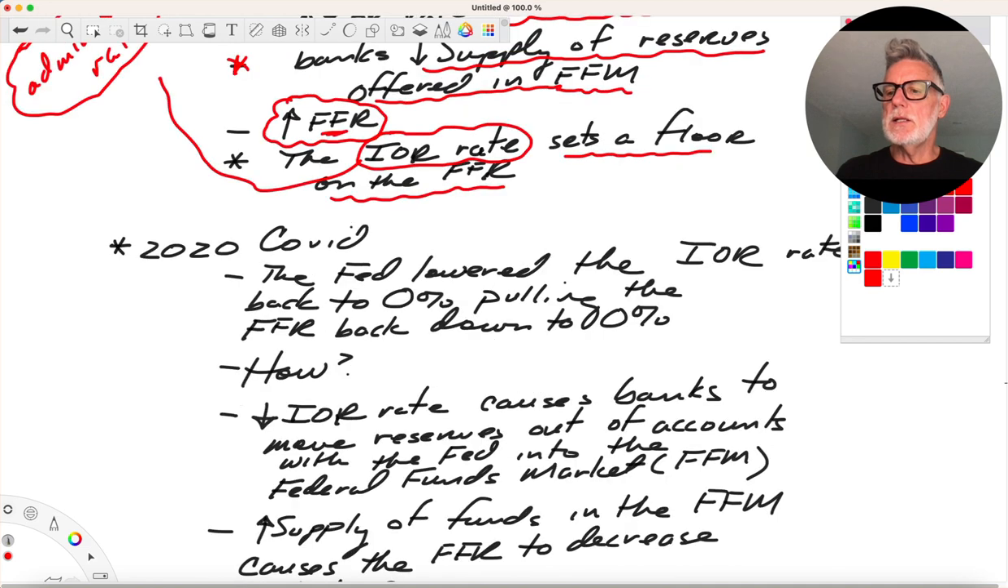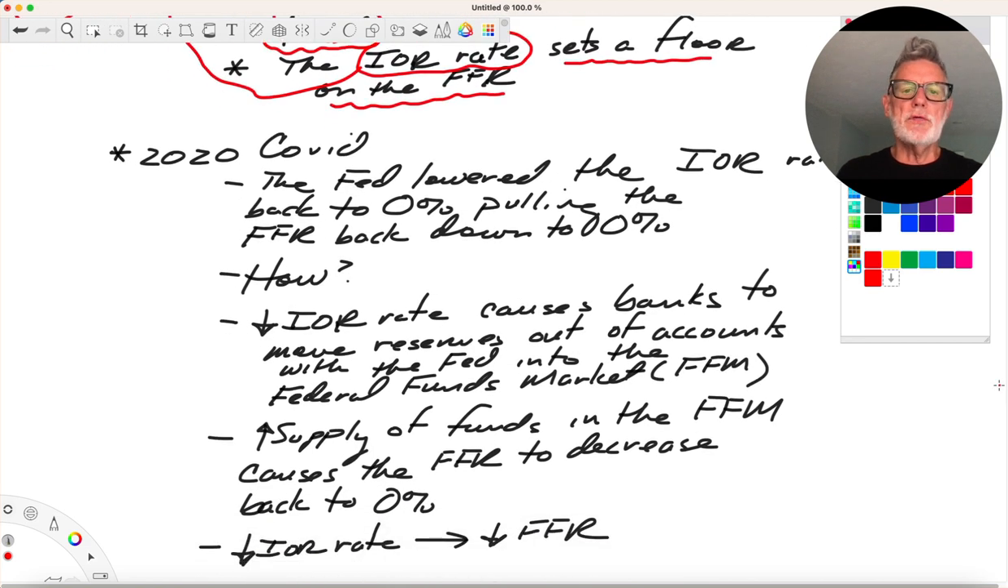But in 2020, COVID hits, and again, we were facing a major recession and even talks of a depression, given the way economic activity is collapsing and how quickly it's collapsing. So what does the Fed do in 2020? It returns to a zero interest rate policy, okay?